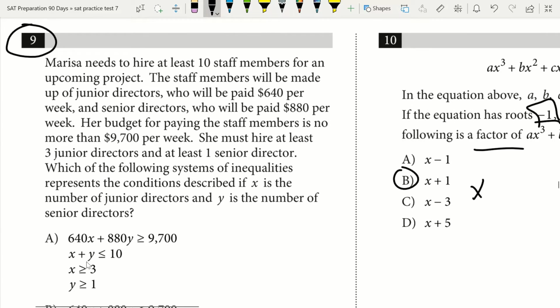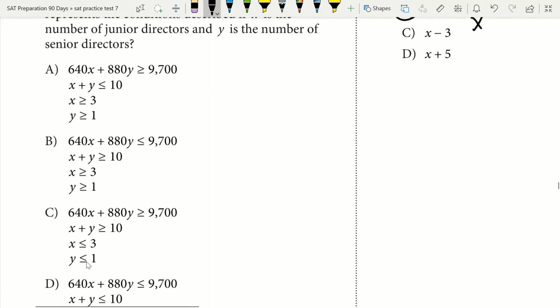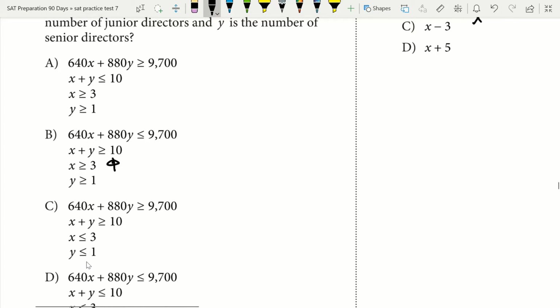Okay, so I see the question 9, and this is how I'd approach it if I were taking the SAT myself. Marissa needs to hire at least 10 staff members for an upcoming project. I go down, see which ones have greater than 10. I see that my only options here are going to be B and C, so I go ahead and get rid of D and I get rid of A.